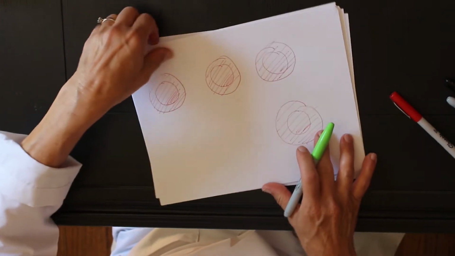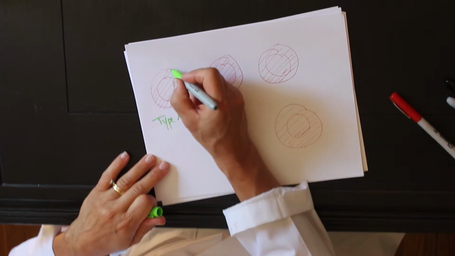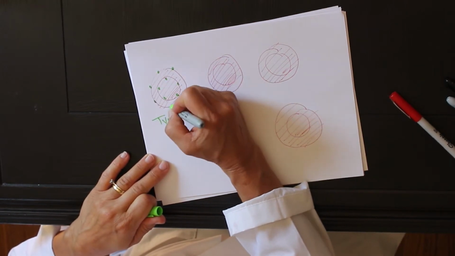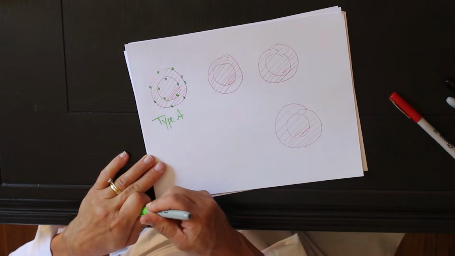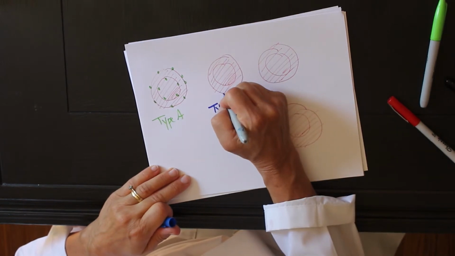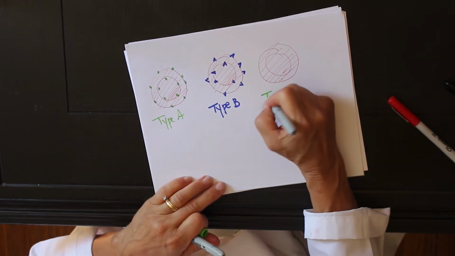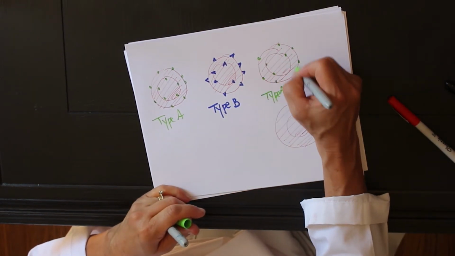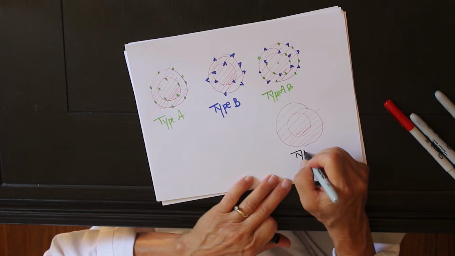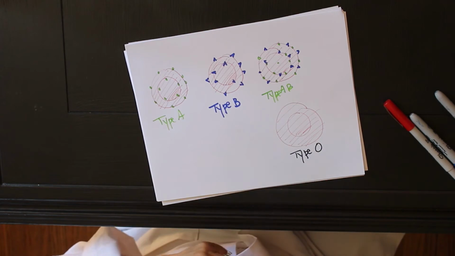And there's type A blood. And type A blood has A antigens, and they're all over the surface. Type B blood has type B antigens. Type AB blood has both A and B antigens. And type O blood has 0 antigens, neither A nor B. Those are the 4 types of blood.